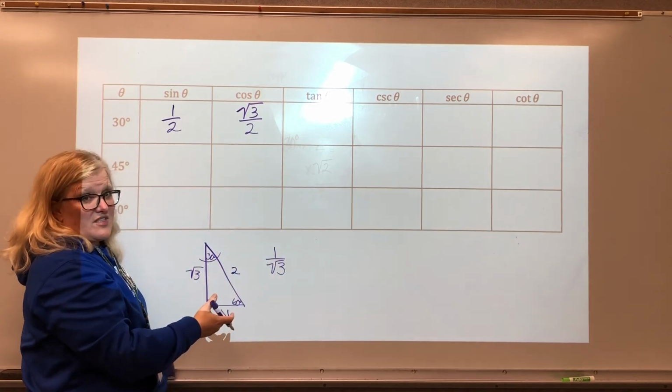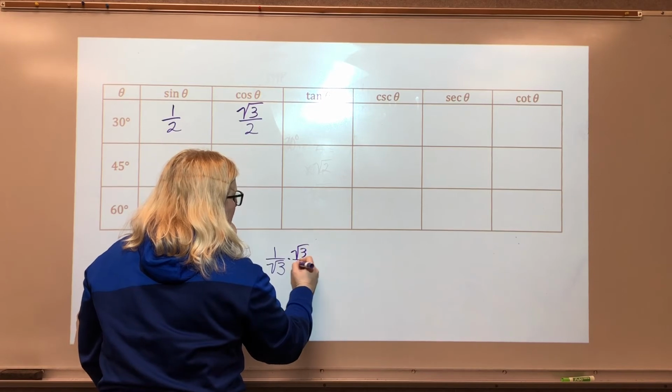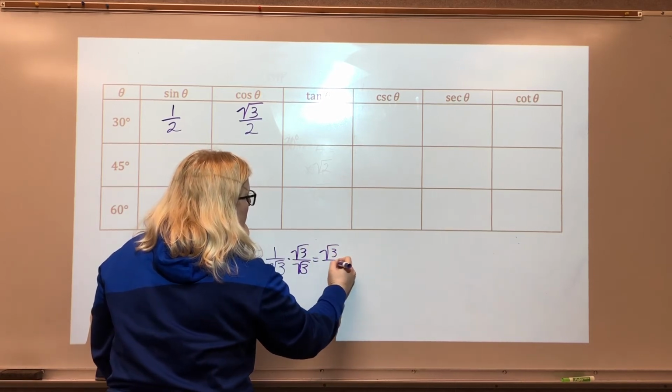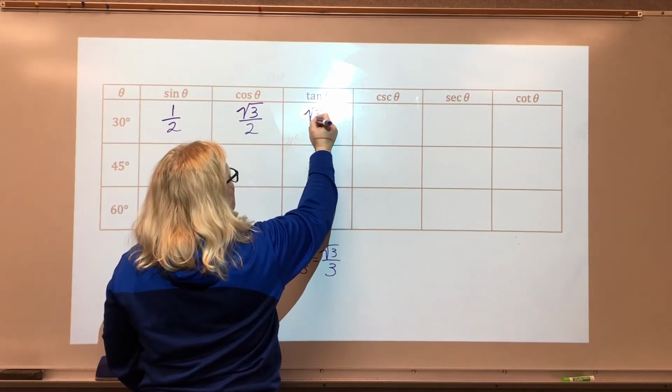And we can't have the radical in the denominator, so again I'm going to multiply by the square root of 3 over the square root of 3. So I get the square root of 3 over 3. So that's tangent of 30 degrees.